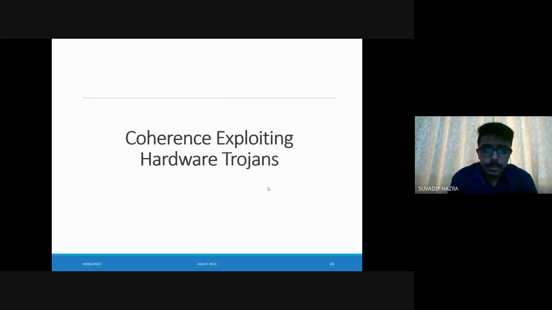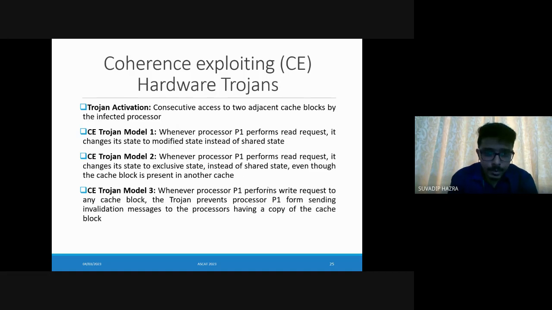So now we have considered three potential areas of hardware Trojan insertion. The first one is the coherence exploiting hardware Trojan. Here we have developed three hardware Trojans. We have considered processor P1 as an infected core, and in the Trojan activation state, this is what processor P1 is doing. For Trojan model 1, whenever processor P1 is performing a read request, it changes state to modified state instead of shared state.